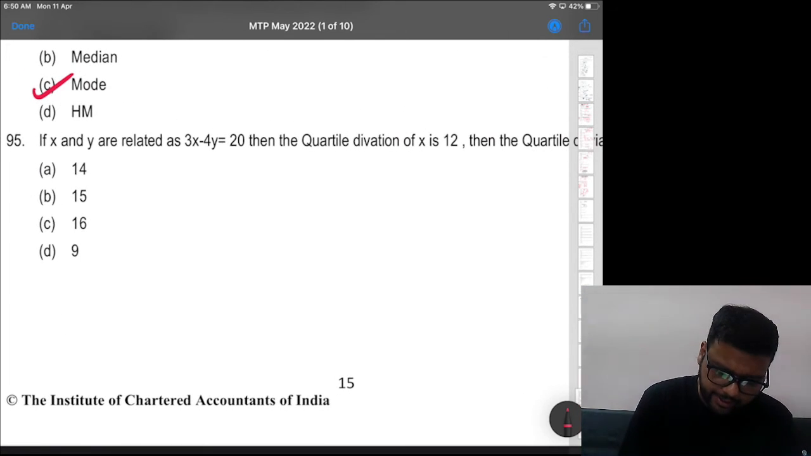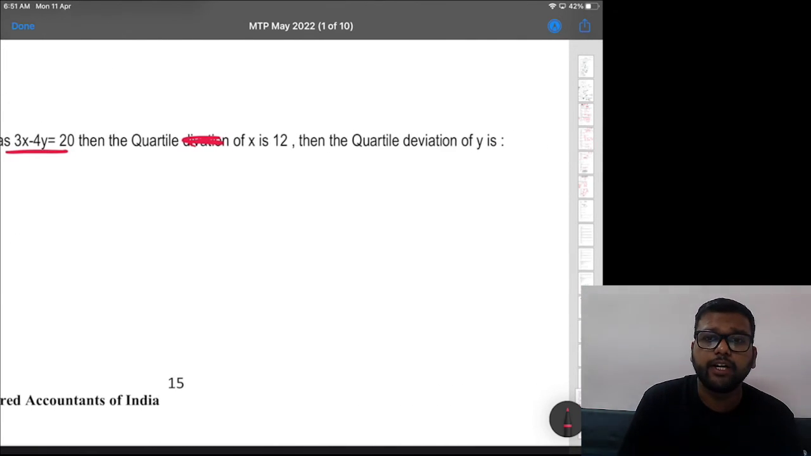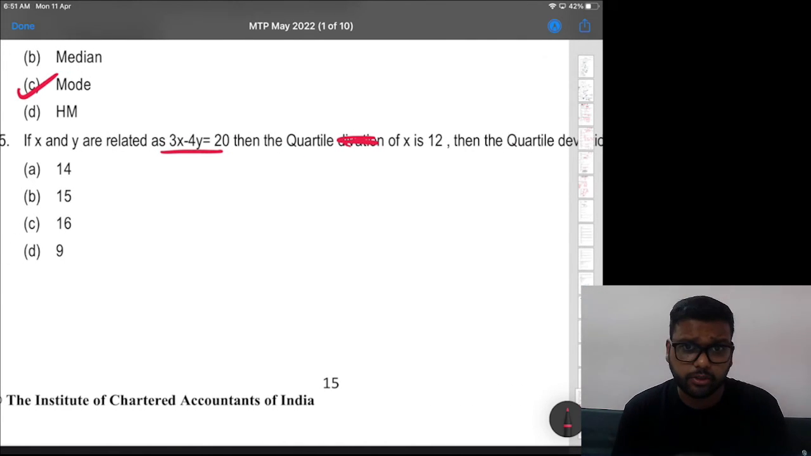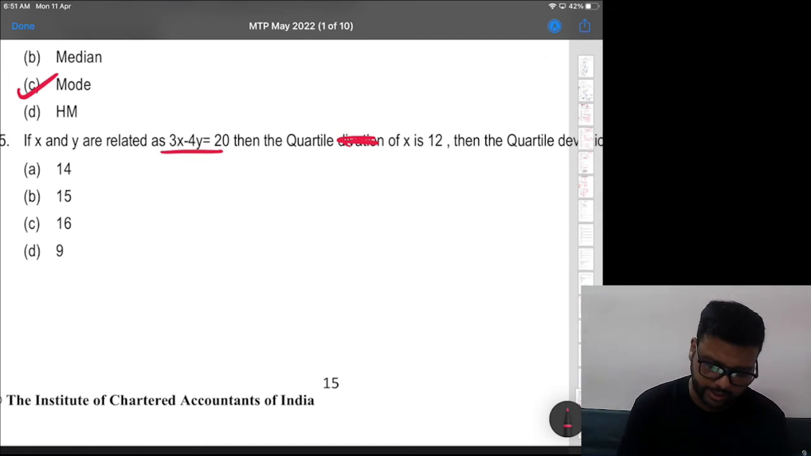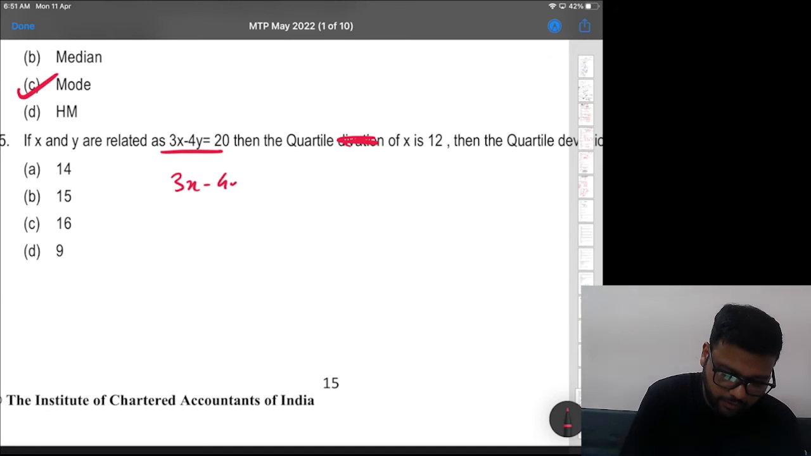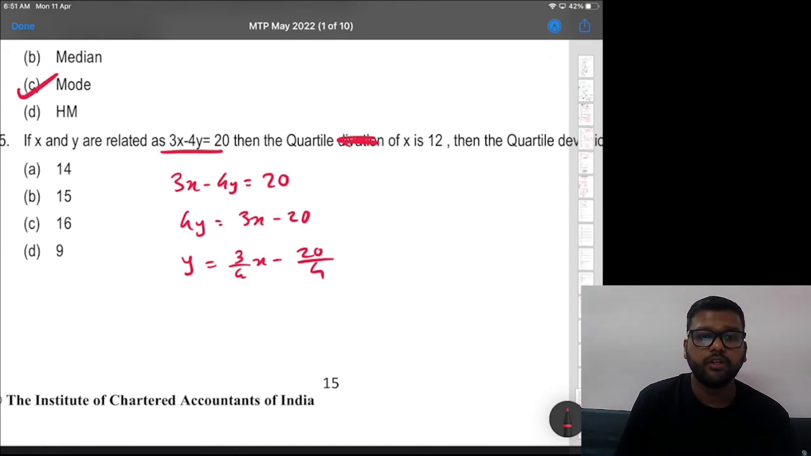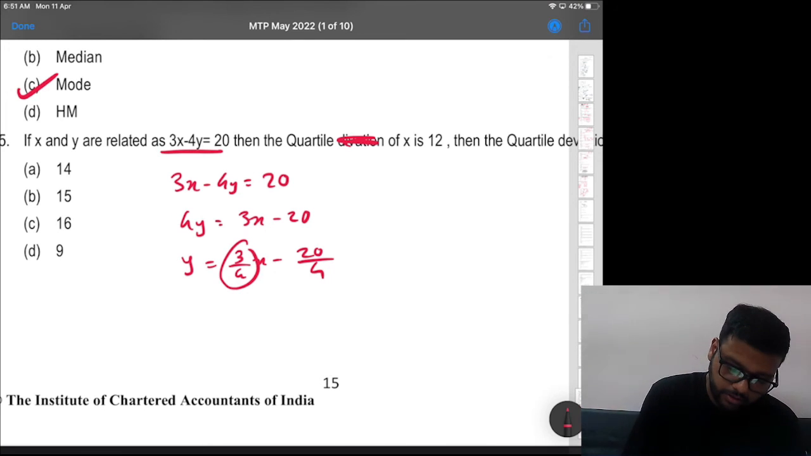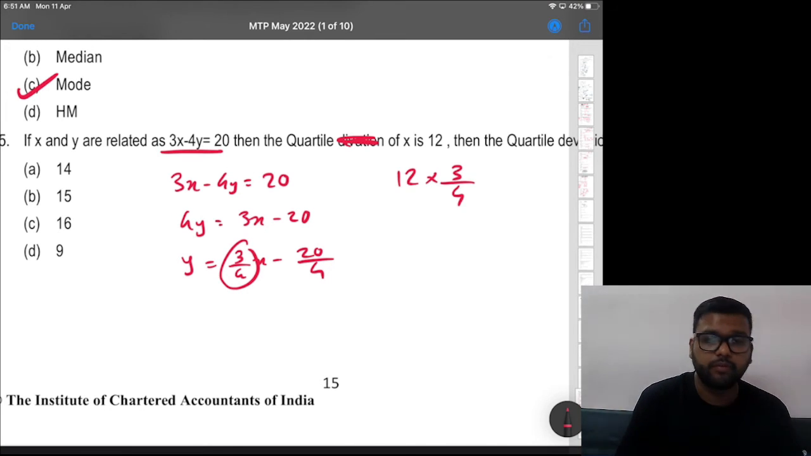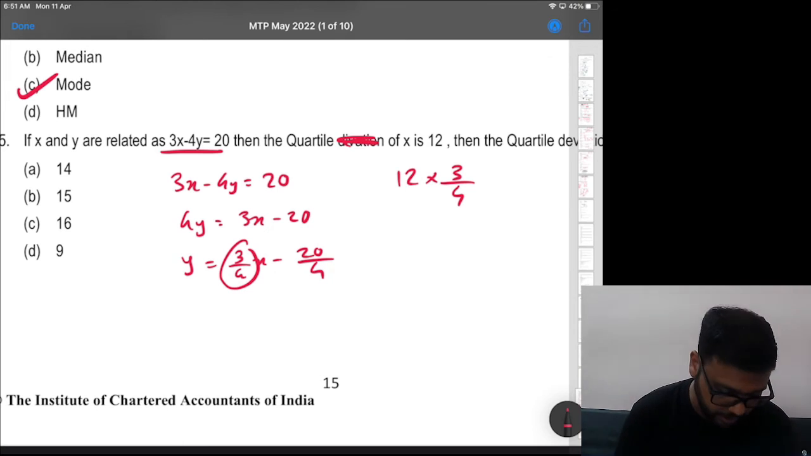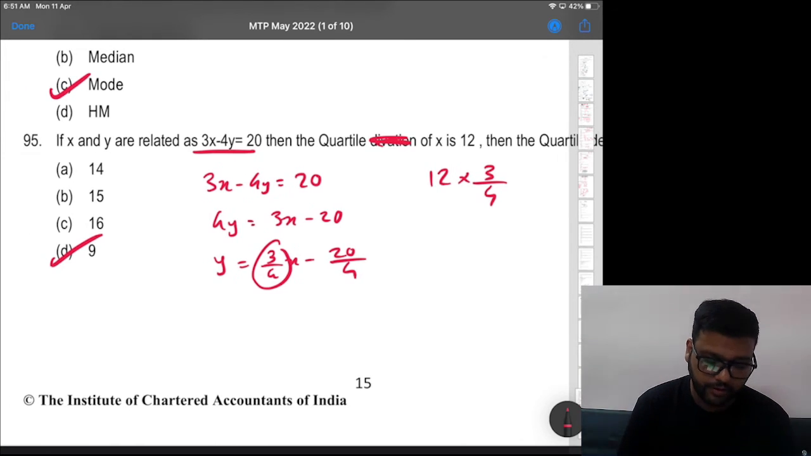If x and y are related as this, then quartile deviation of x is 12. Then what is quartile deviation of y? Quartile deviation is affected by change of scale only. So let's try. 3x minus 4y is 20. That means 4y is equal to 3x minus 20, so y is equal to 3 by 4 x minus 20 by 4. That means change of scale is 3 by 4. So 12 into 3 by 4 will be 9. 9 will be the correct answer for question 95.